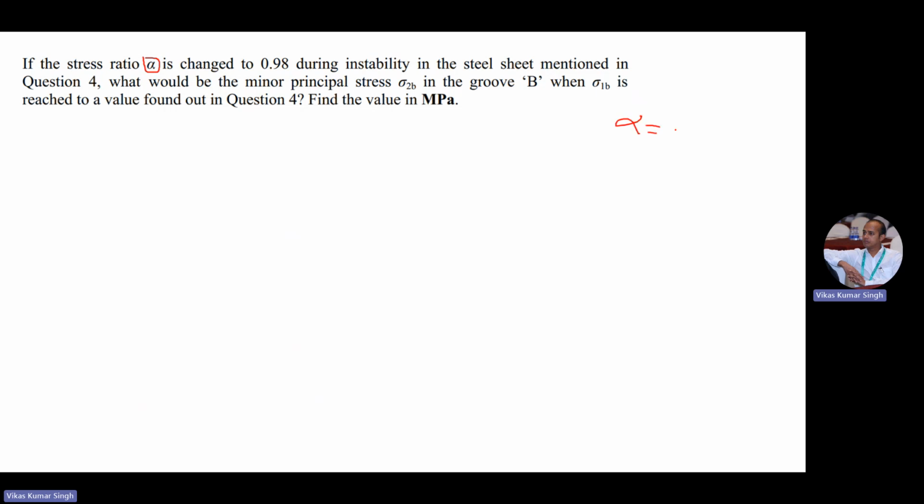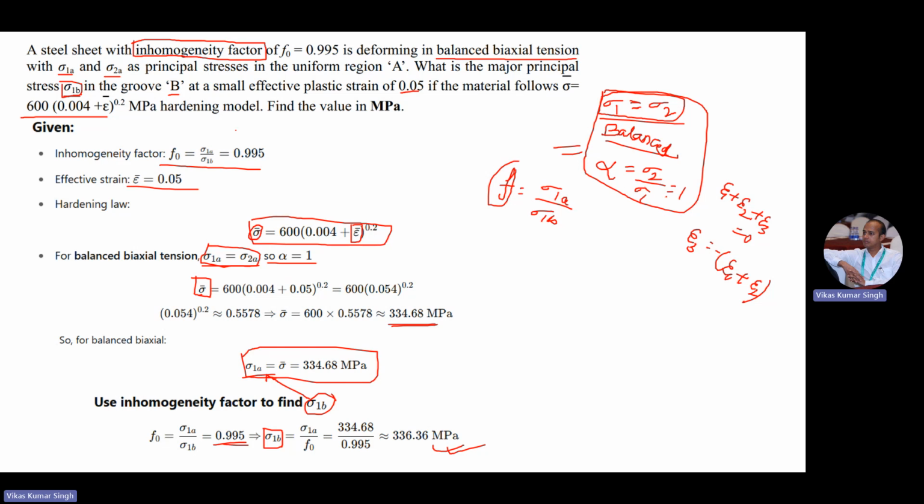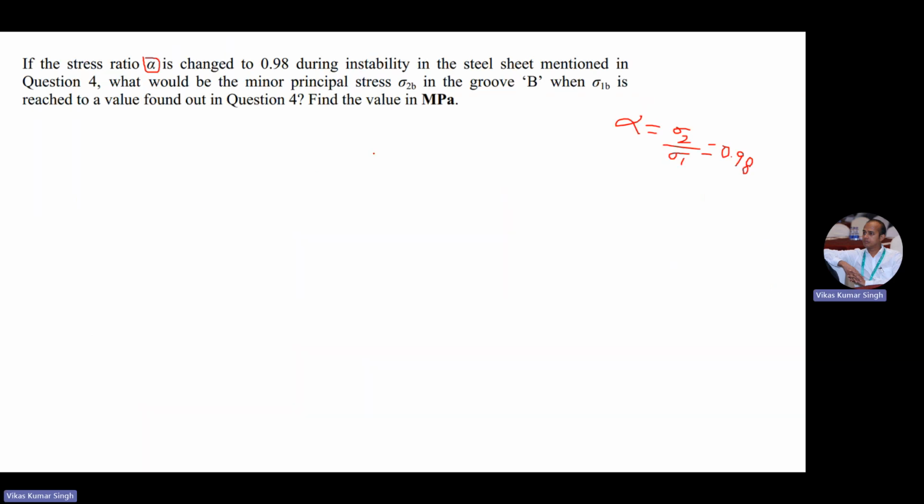Alpha, as we discussed in the previous question, is sigma 2 by sigma 1. This value is 0.98. In the previous question it was 1. So what we did in the previous question, where we took 1, we now have to consider 0.98, nothing else. So same question: what would be the minor principal stress sigma 2B in the groove region? This time it is asking, when sigma 1B has reached the value we found in the previous question, what is sigma 2B now?